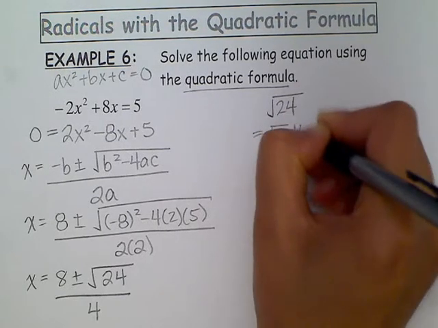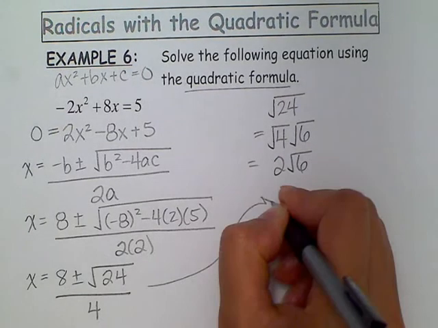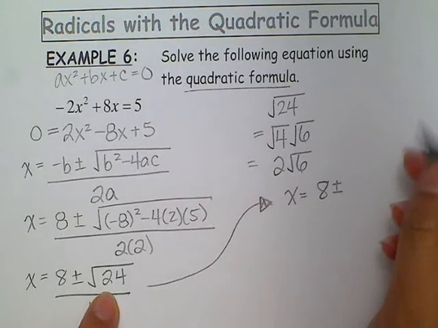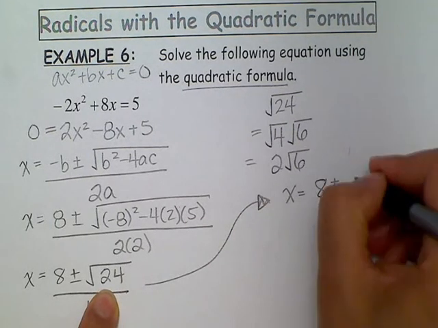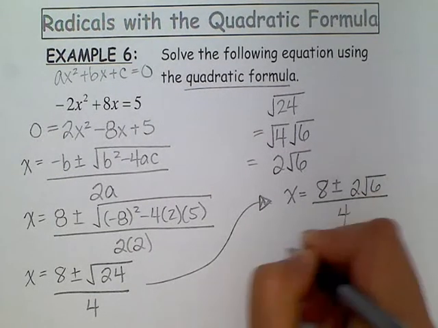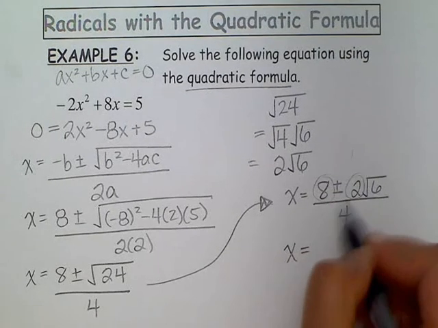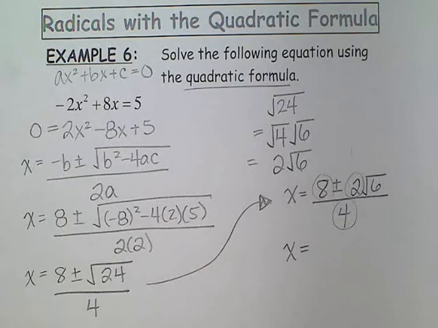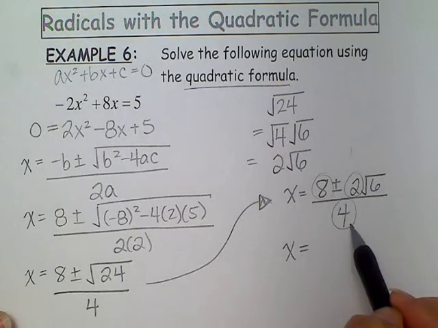The square root of 24 I can simplify into the square root of 4 times the square root of 6. And that gives me 2 times the square root of 6. And so I can actually rewrite this as x equals 8 plus or minus, so instead of writing the square root of 24, I can replace it with 2 times the square root of 6, all over 4. And what you'll notice is, if you look at the coefficient parts here, the 8, the 2, and the 4, remember I can only simplify a radical with another radical. I don't have any more radicals to simplify here, so I can look at the coefficient parts.